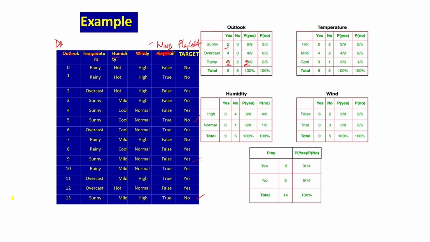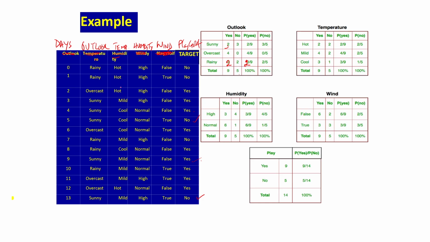So, this is days, this is outlook, how the weather looks like. This is your temperature, this is humidity, wind. Okay. So, let us talk about the temperature, for the sake of completeness.